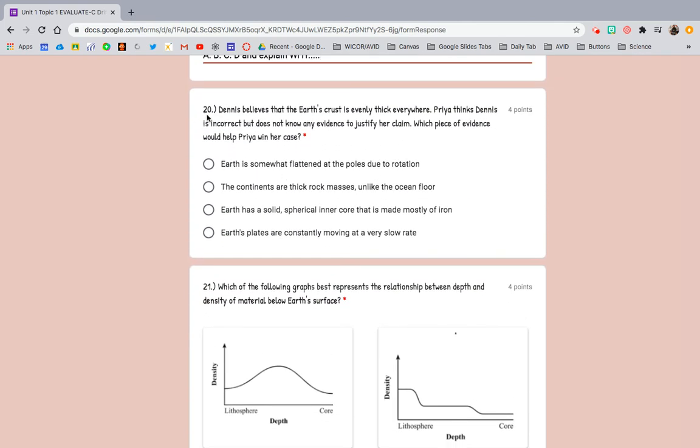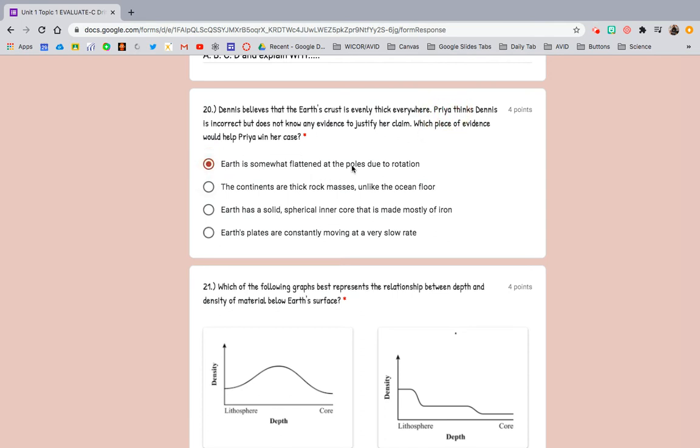Hey, y'all, number 20. Dennis believes that the Earth's crust is evenly thick everywhere. Priya thinks that Dennis is incorrect, but does not know any evidence to justify her claim. So which piece of evidence would help Priya win her case? She's saying that Dennis is incorrect. So Dennis thinks it's all the same thickness. Priya's saying no. What could help Priya win her case?